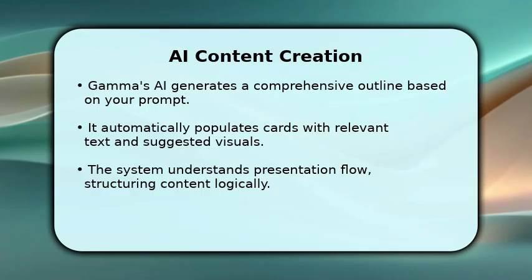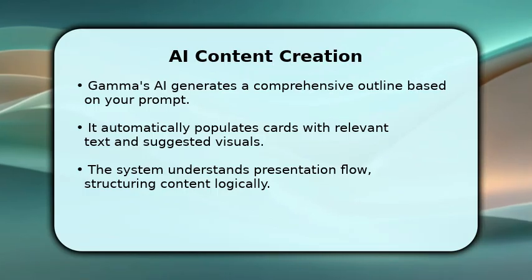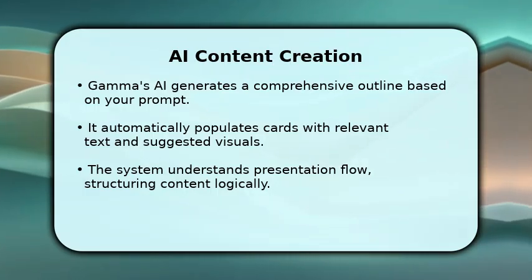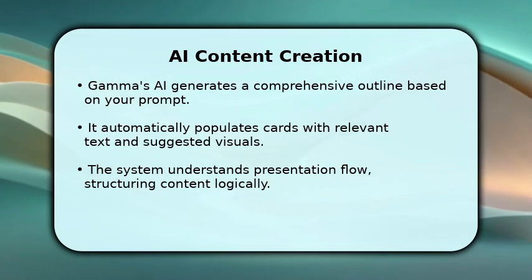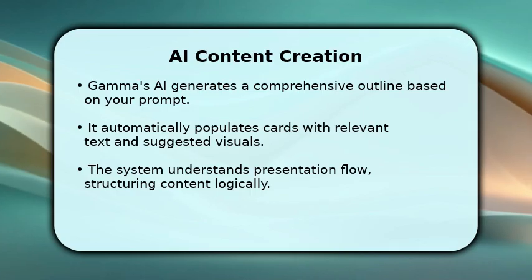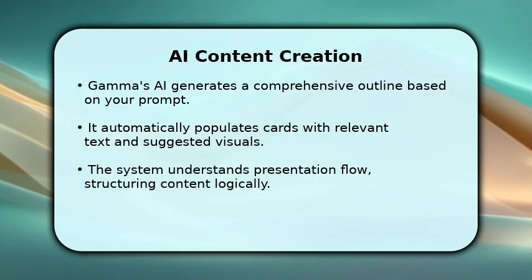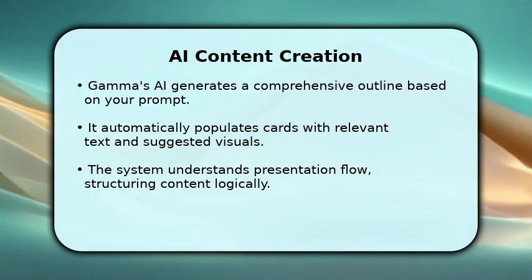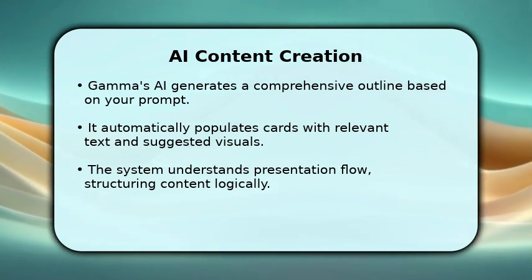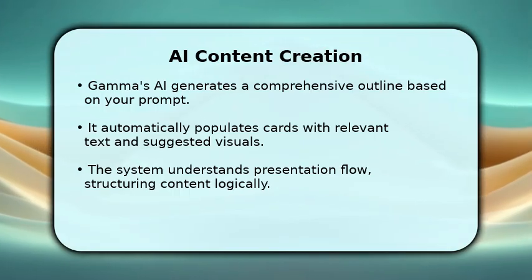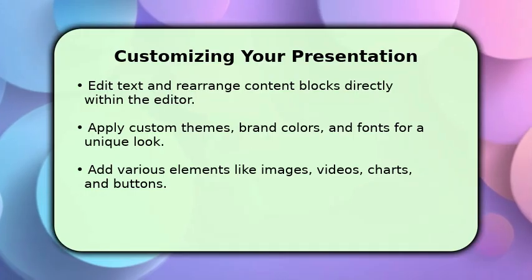Once you provide your initial input, Gamma's artificial intelligence takes over, generating a comprehensive outline for your presentation. It then automatically populates each card with relevant text and suggests appropriate visuals, saving you significant time. The system is designed to understand natural presentation flow, ensuring your content is structured logically from introduction to conclusion. You also have the flexibility to easily adjust the total number of cards and the overall content density to fit your specific needs.